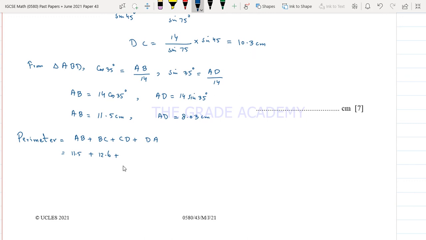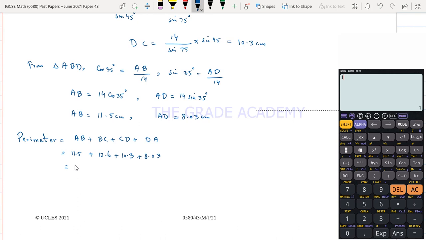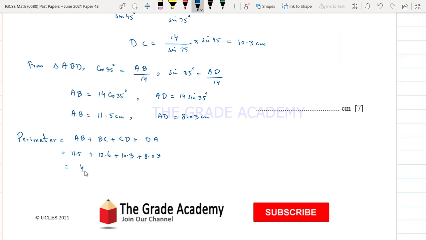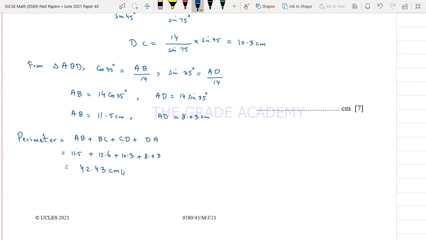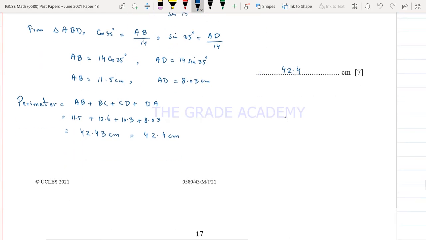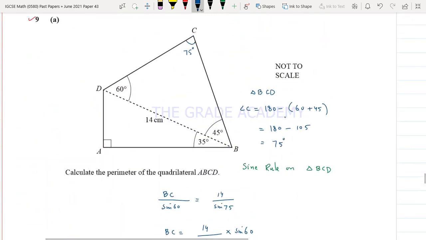And CD is 10.3. And DA or AD is 8.03. By adding all of this, we get centimeter. So correct to three significant figures, the answer will be 42.4 centimeter. So 42.4 centimeter is the perimeter of this quadrilateral ABCD.